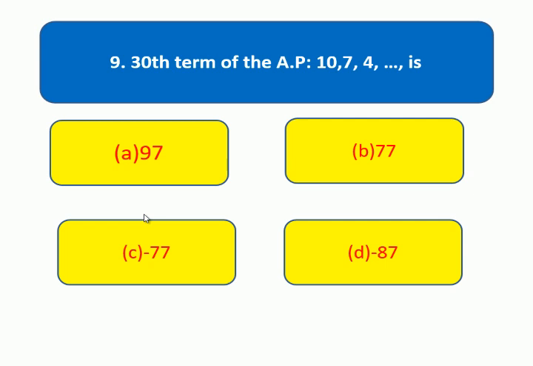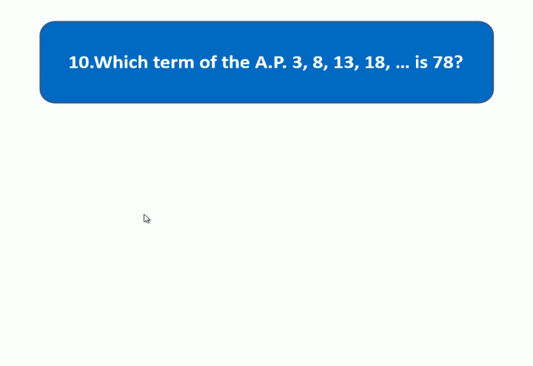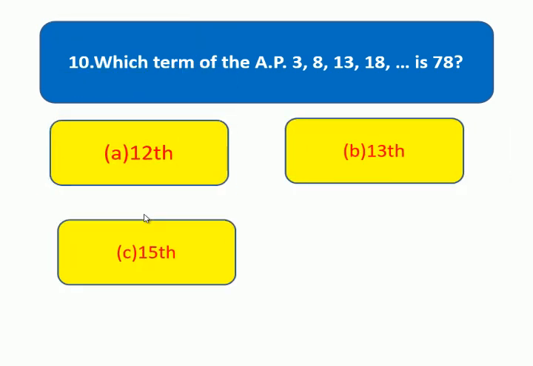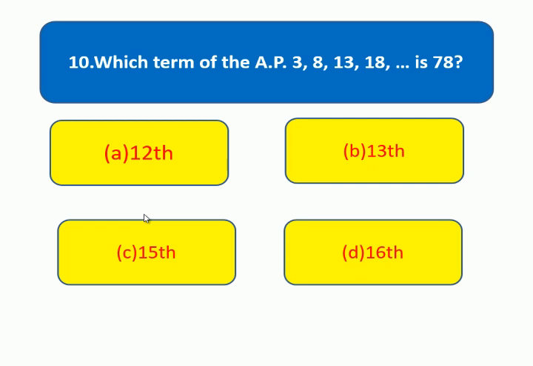Question number 10. Which term of the arithmetic progression 3, 8, 13, 18, ... is 78? So you have to find which term 78 is. Your options are the 12th term, 13th term, 15th term or 16th term. So you have to find the correct one, either A, B, C or D. Now prepare all 10 questions, 1, 2, 3, 4, 5, 6, 7, 8, 9, 10, in terms of A, B, C, D. You have to check with the correct ones.